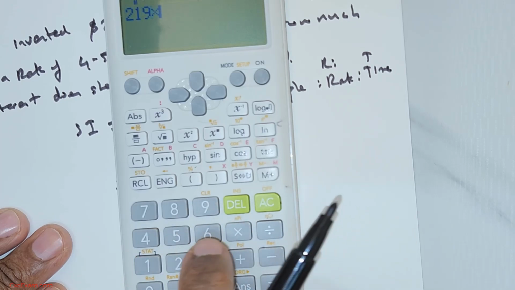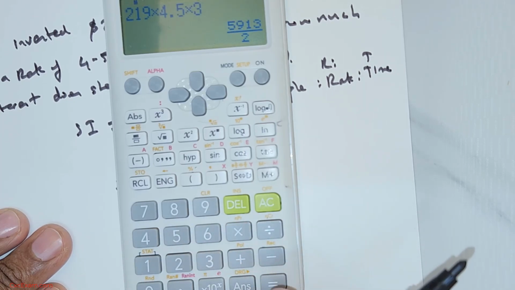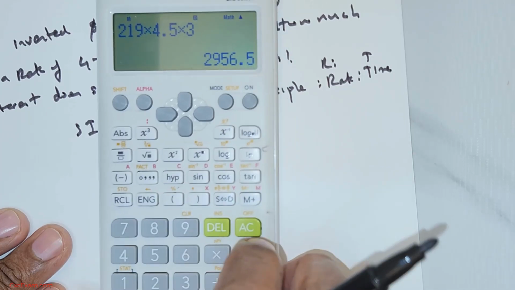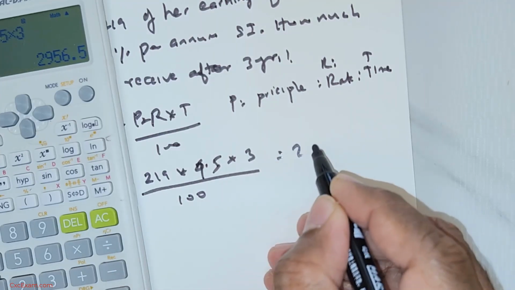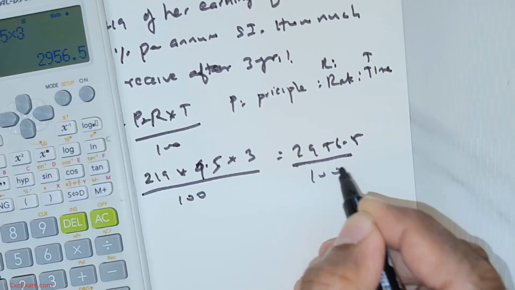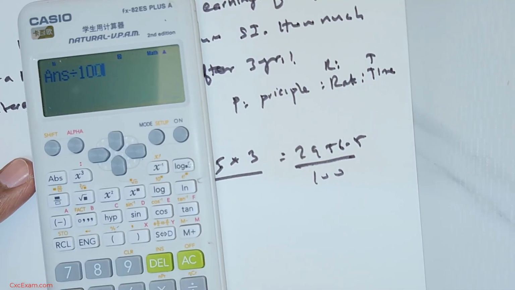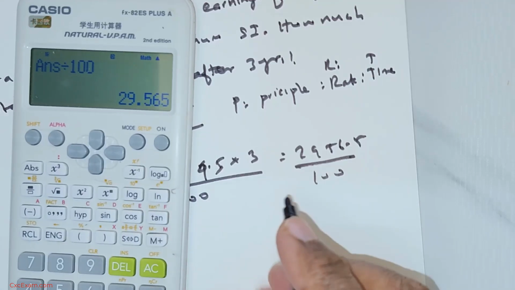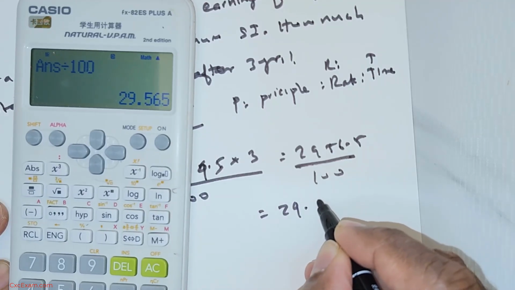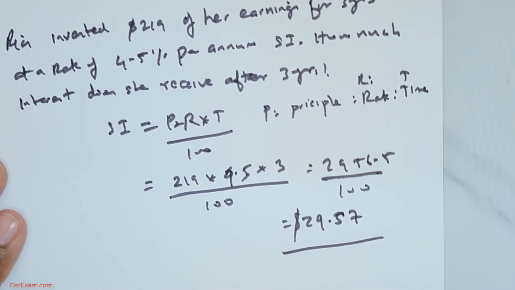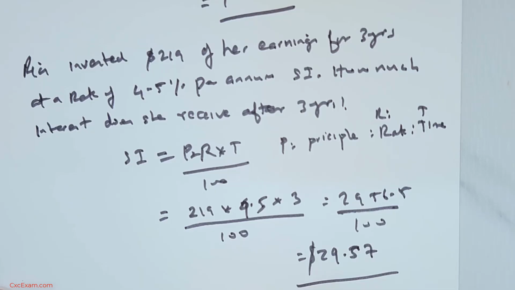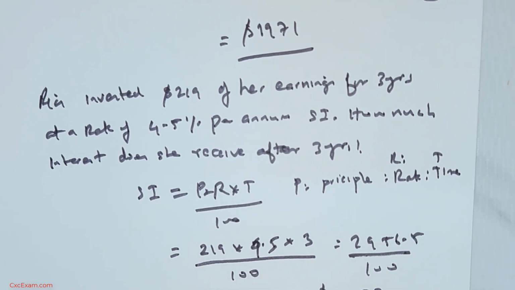So we multiply 219 multiplied with 4.5 multiplied with 3. Okay, so this is what we are getting. So this is equal to 2956.5 divided by 100. So this has to be divided by 100 and we get 29.56. I'm going to write it as $29.57. Okay, so this is the money that she will be getting for this investment after 3 years. So that is the conclusion for this question. We move on to the next one.